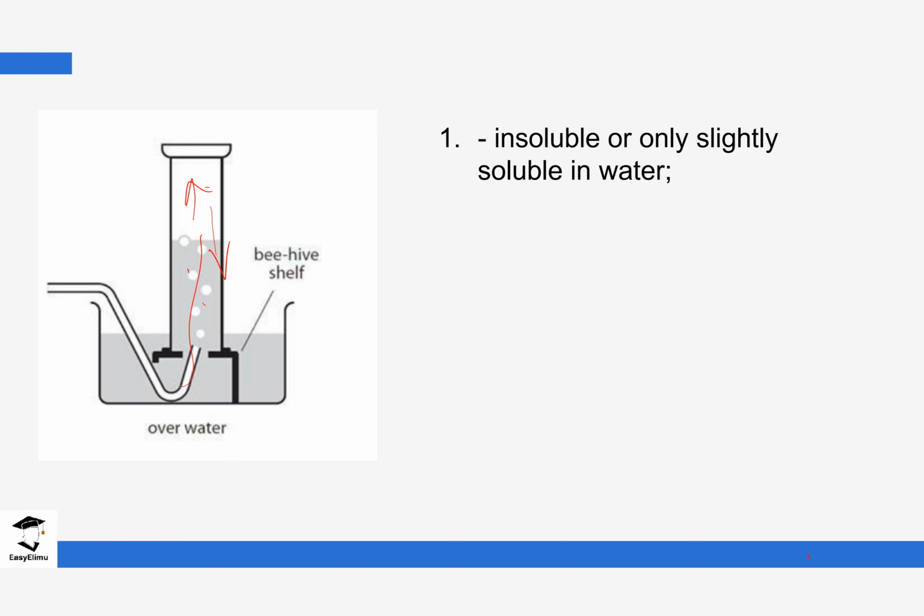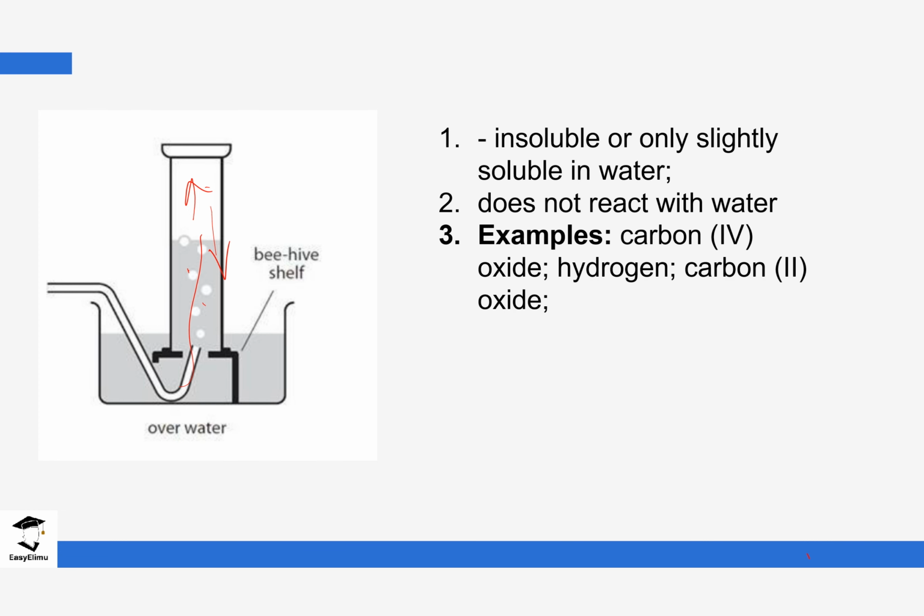Otherwise, you do not want to collect a gas that is soluble because it will dissolve in the water. And also we need to collect it with a gas that does not react with water. Examples are carbon dioxide, hydrogen, carbon monoxide. Those ones are insoluble in water completely. But for the carbon dioxide, it's slightly soluble. It can form an acid. We are going to learn that later in form 2.